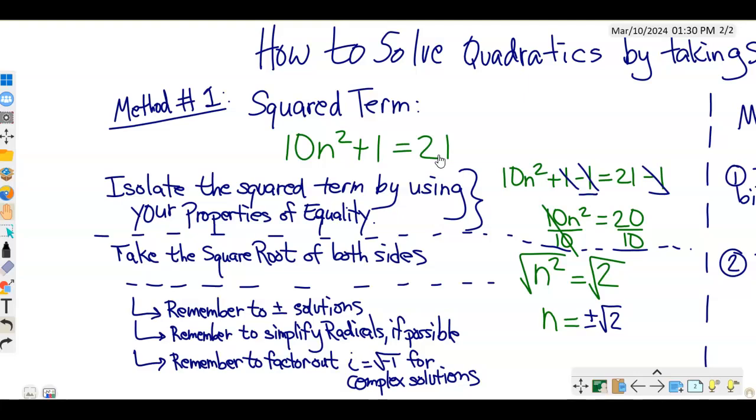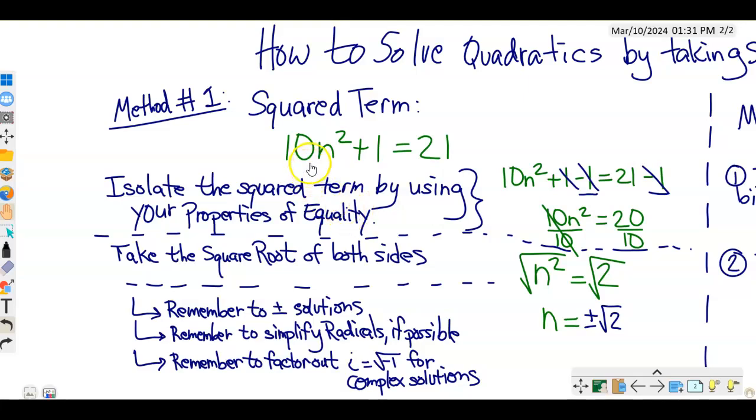There's just a couple of things that you need to do, and I want to walk you through that right now. The first thing you're going to do is isolate the squared term by using your properties of equality. You may have more than one operation that you need to do in order to isolate your squared term, but in order for this method to be successful and easy to do, you have to do that first.